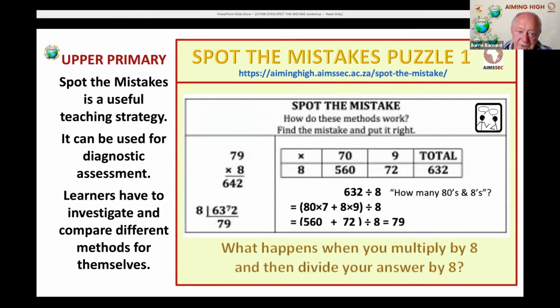Yeah, we've got 2 responses in the chat. Say the mistake is on the left, where 8 times 79 is 632. And then Pam said the mistake is also on the left-hand side.